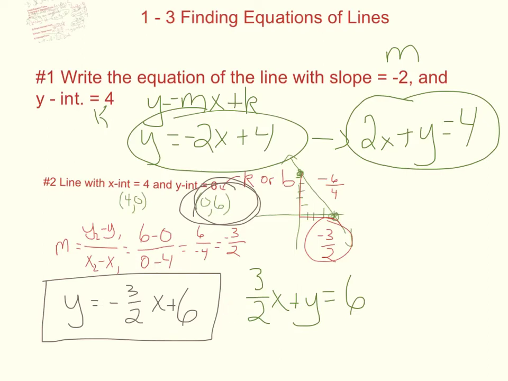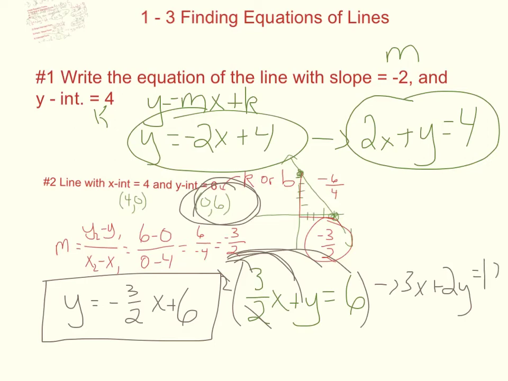How do you kill that fraction? Multiply the whole thing by 2, the common denominator. And that will leave you with 3x, because the 2's die. Then give the little love to the y, that's 2y. And give some love to the 6, that's equal to 12. And there you go, 3x plus 2y equals 12. That's the equation in general form.